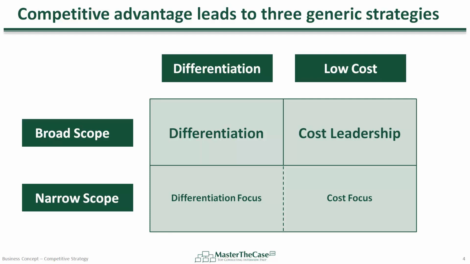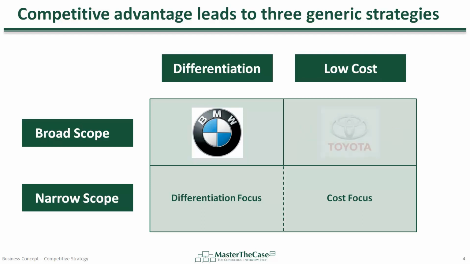Let's demonstrate these strategies through examples from the auto industry. First, BMW exemplifies the differentiation strategy because it produces premium engineered cars with a wide model range for a broad scope of auto segments. Next, Toyota typifies the cost leadership strategy because it makes low-cost cars for the mass market.